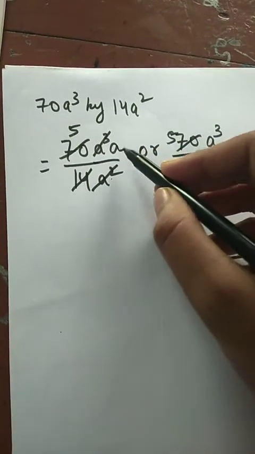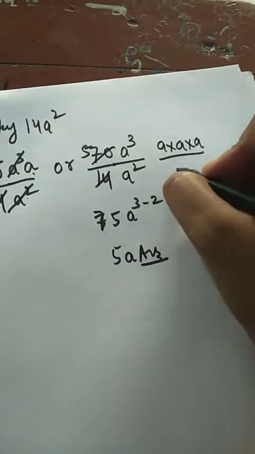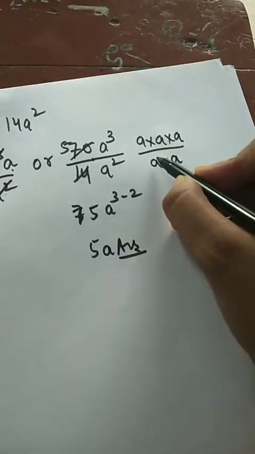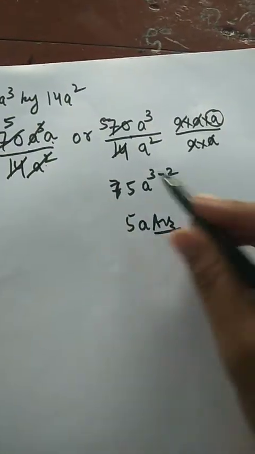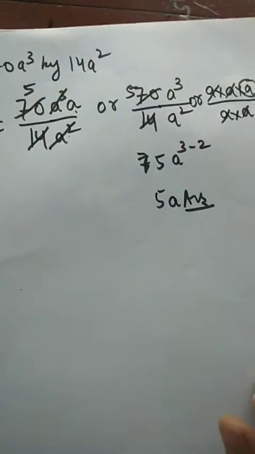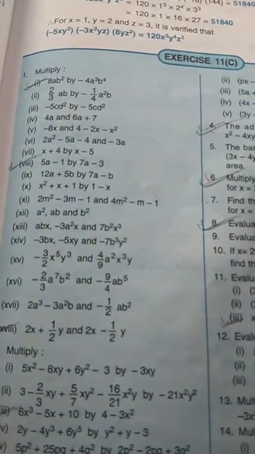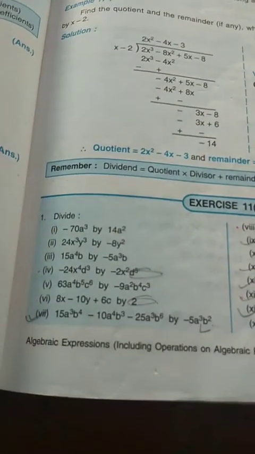a square will be cancelled with a cube and one a will be left. Or you can do it like this: you can write a 3 times and then a 2 times and you can cancel it. Again you can see one a is left, so we got the answer. So you have 3 choices, you can solve it with any one of the choices. So this way we do division. This is the way we divide in the question.